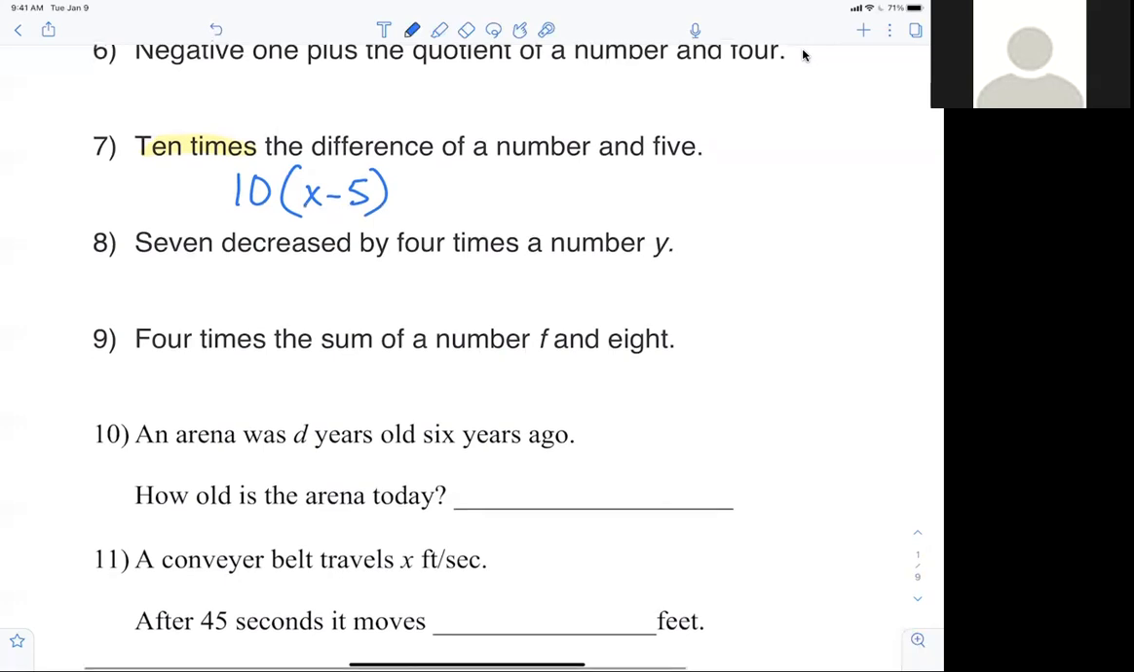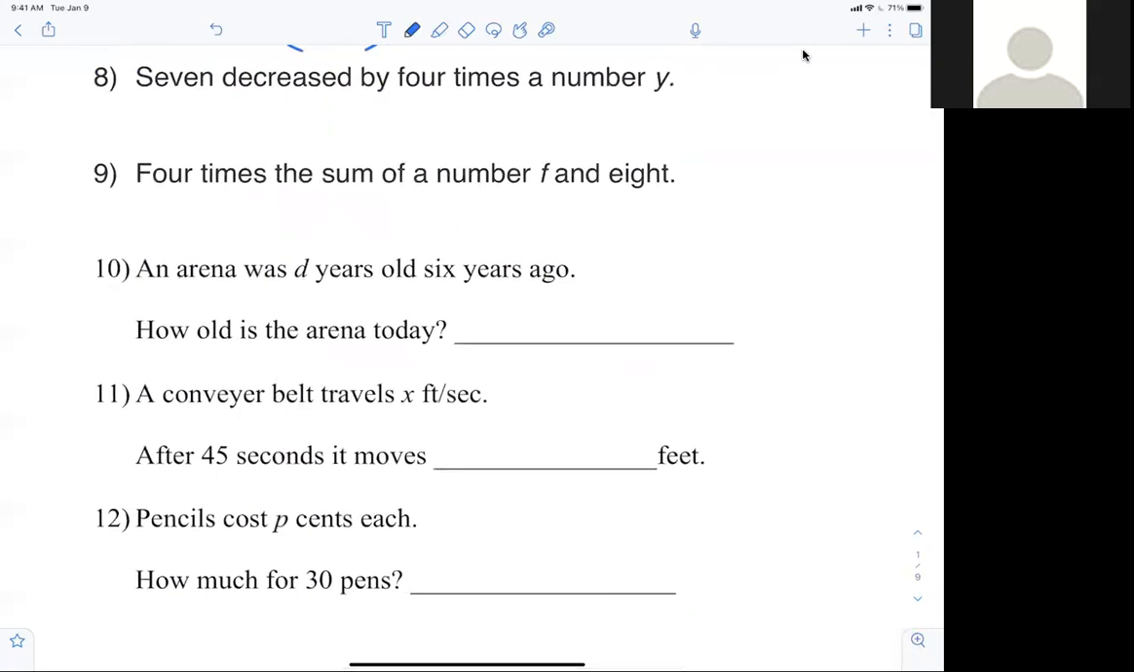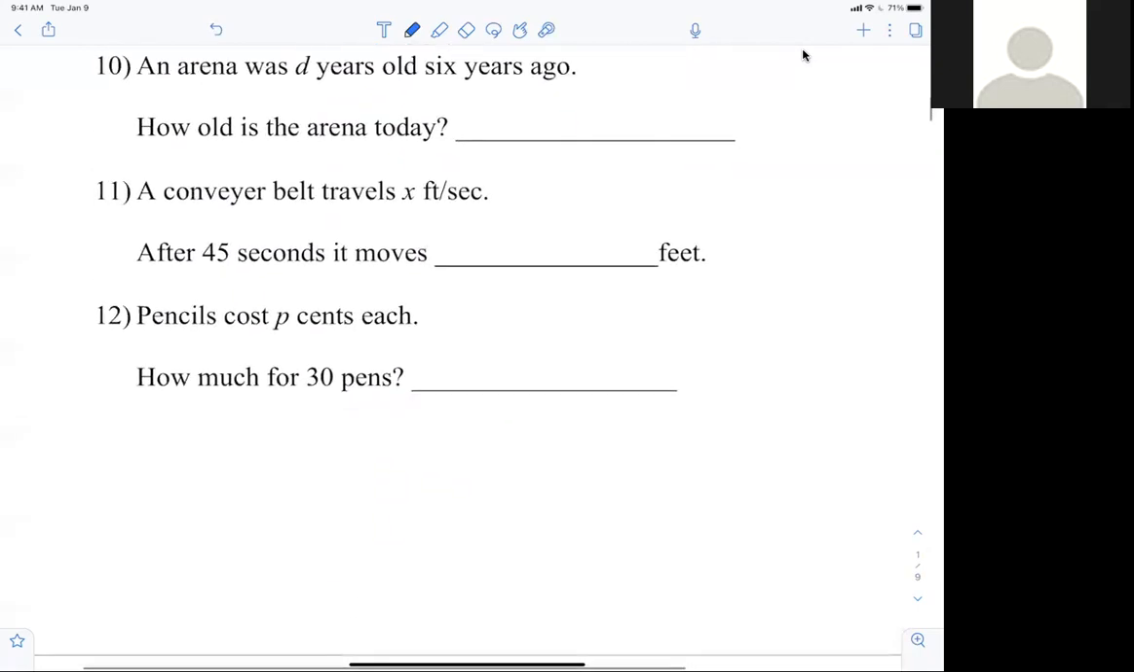Hyatt, you're up. 4 times the sum of a number f and 8. Is it 4 parentheses f plus 8? Yeah. I'm happy with that. All right. Number 11, Jolie. The conveyor belt travels x after 45 seconds. 45 seconds. Yes. Very good.